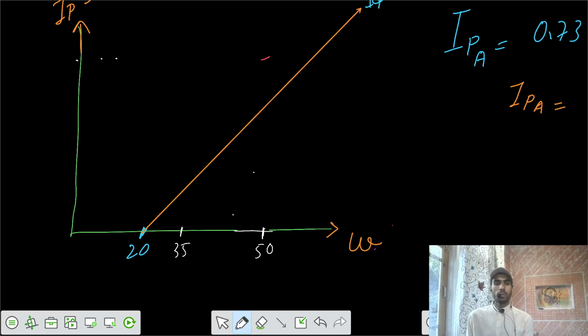Now corresponding to that, let's say this is your WL equals 35 line. This is your WL equals 50 line. So if your soil is somewhere here, we can say this is your clay soil, but clay of intermediate compressibility.